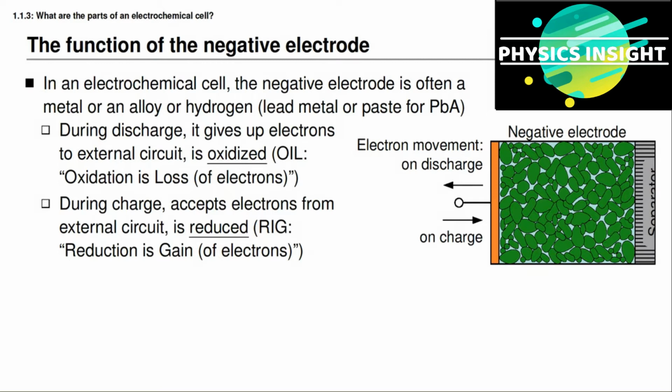During a battery cell's charge process, exactly the opposite thing happens. The negative electrode accepts electrons from the external circuit. In fact, these electrons are forced into the negative electrode by applying a higher external voltage to the battery terminals than the battery itself wants to deliver. And that places an external electrical pressure on the battery cell that forces the electrons into the negative electrode. We say that the negative electrode is reduced as the battery cell is charged. Again, if you want a helpful acronym to remember this, think of the acronym RIG.